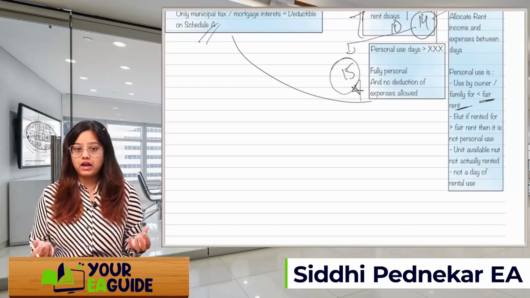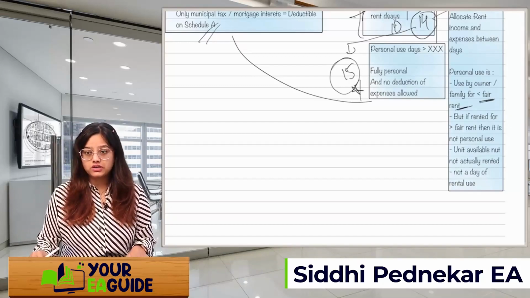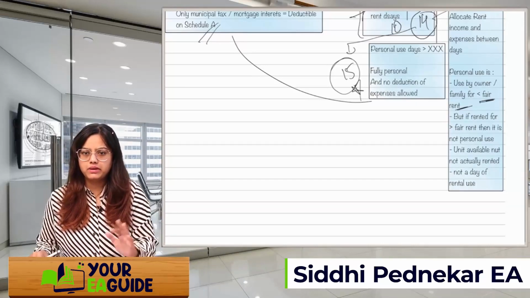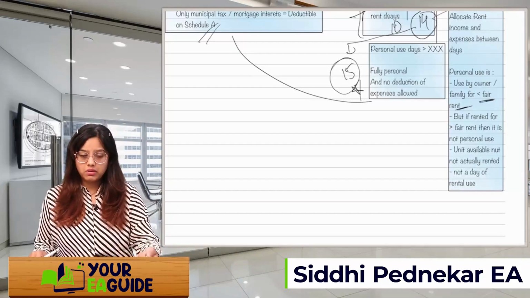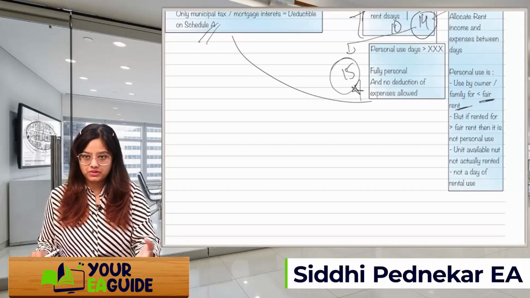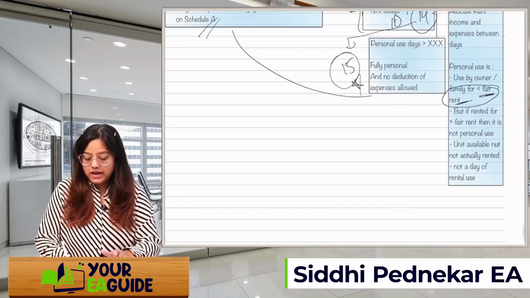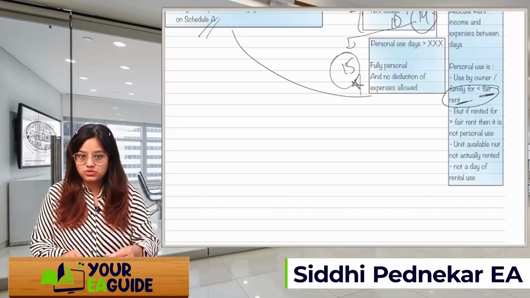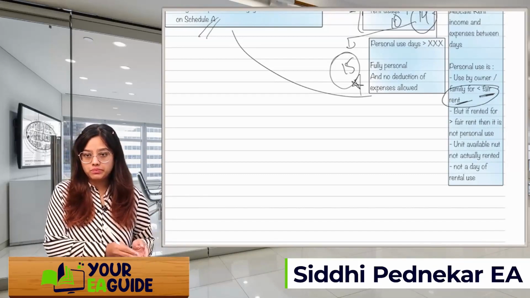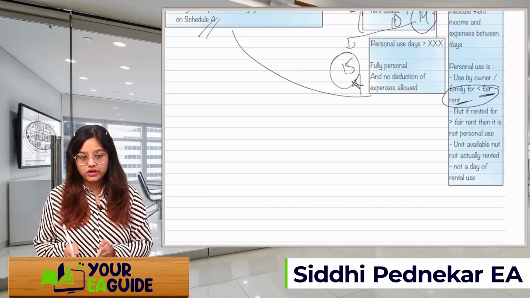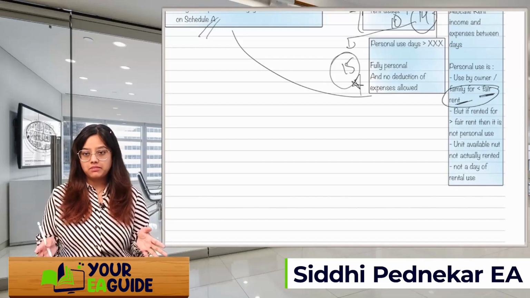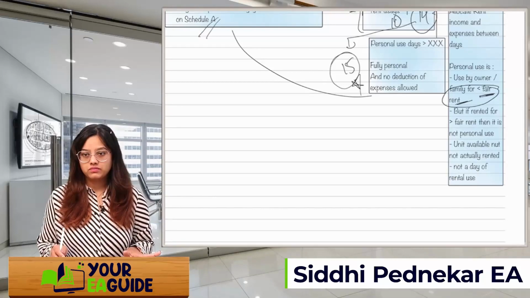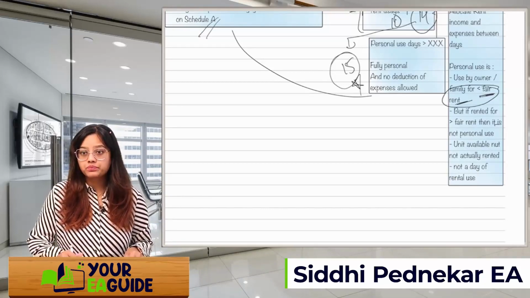For example, I have an Airbnb, right? And if I'm charging, say, 10,000 per night for other people, and for my relatives and employees, I'm charging say 4,000 or 5,000, then in that case it is less than the fair rent. But if rented for more than fair rent, then it is not personal use. For example, I'm charging 10,000 to other people, and I'm charging my family members 10,000 only. So it's the same. If it's more than or equal to the fair rent, then we will not consider it as personal use.